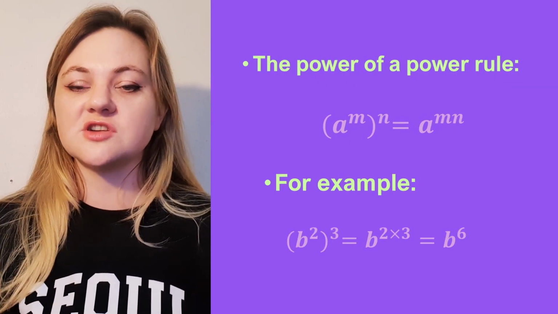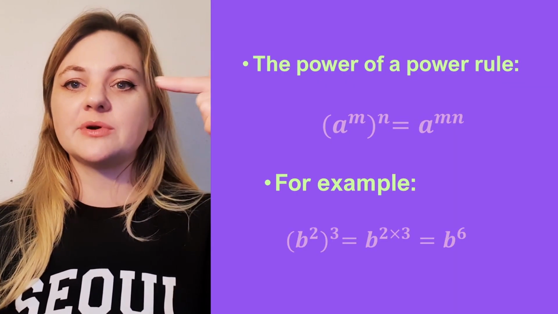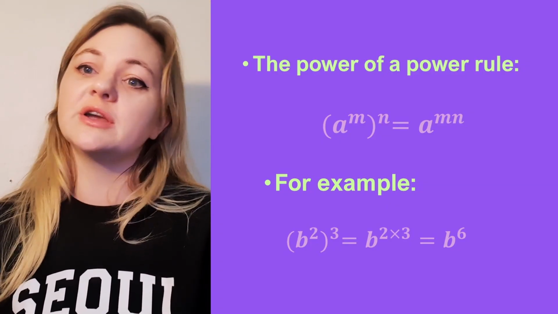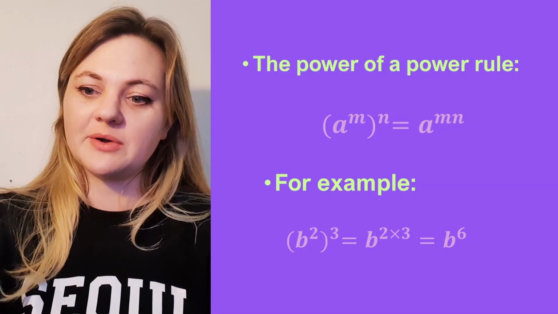All right, here's an example of how that would work. b to the power 2, all to the power 3, is equal to b to the power 2 times 3, which is b to the power 6. Okay, once you know the rules, it's very easy to apply.